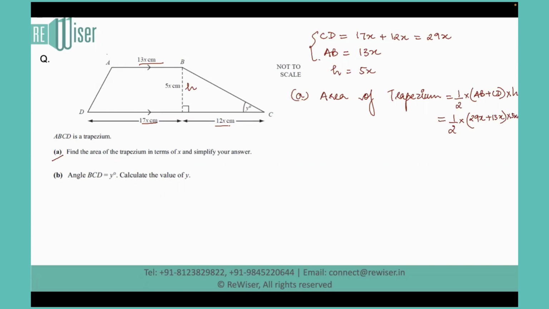height is 5x, which can further be written as half times, after addition, we see that we are getting 42x times 5x. After simplifying, the answer would be 21x times 5x, and we get 105x square. That would be the area of trapezium.